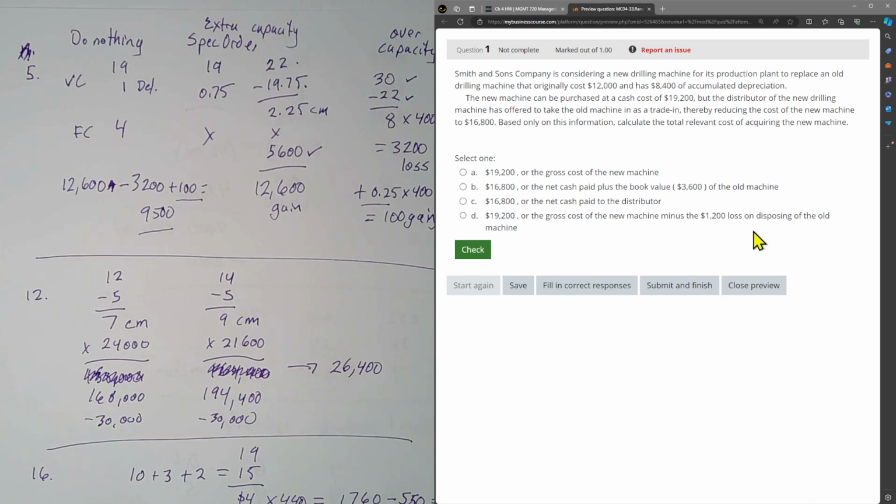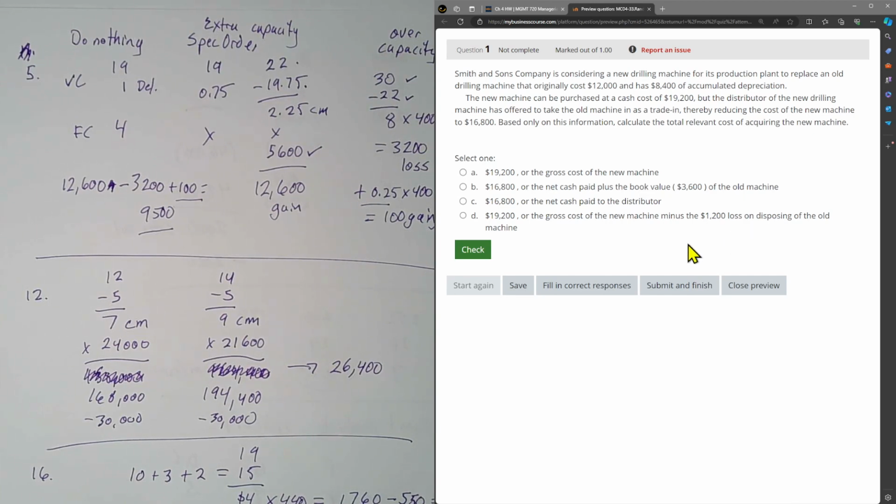Well, what does the new drilling machine cost us? The new drilling machine is going to cost us $6,800 plus this trade-in. So, including the trade-in, it's going to be $19,200 plus the trade-in, but the cash that is going to be changing hands is only $16,800. So the only relevant cost between do nothing or get a new machine is just the cost of $16,800.